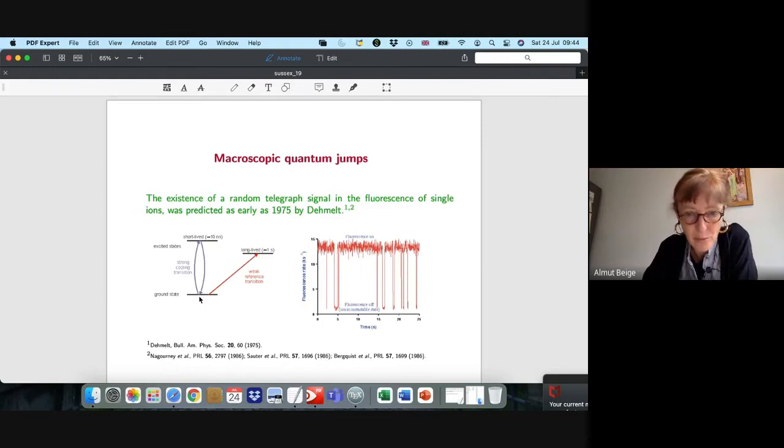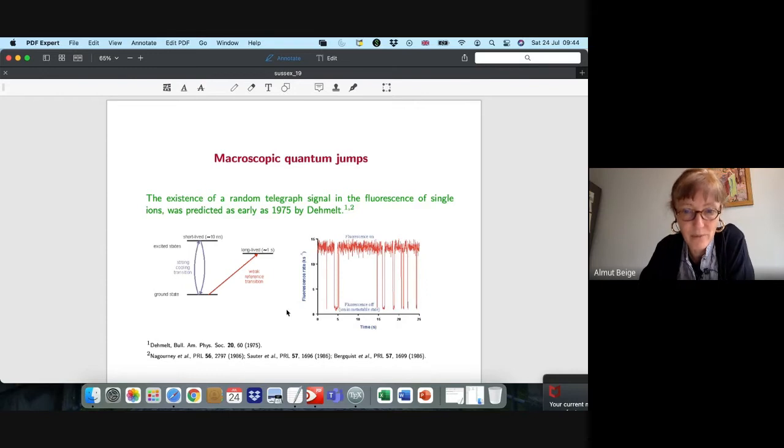And then his idea was to simultaneously couple the ground state to a very long-living state. And what you might expect is, if this is very weak driving compared to this driving, you might expect that this weak driving has almost no effect on the light emission from a single atom. But this is not what happened. What he predicted was quite different. And what he predicted was a random fluorescence signal.